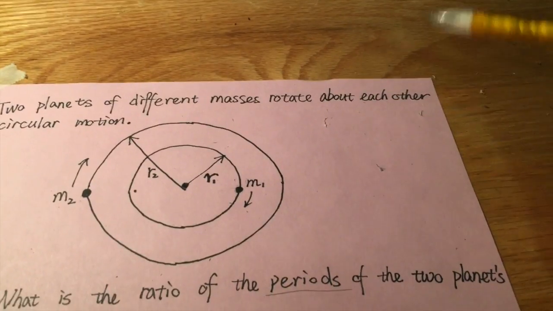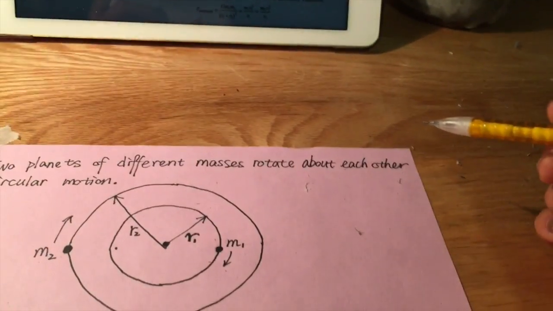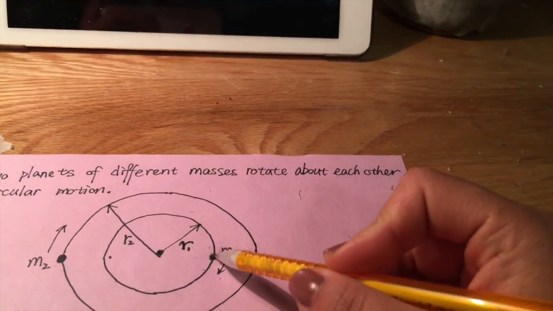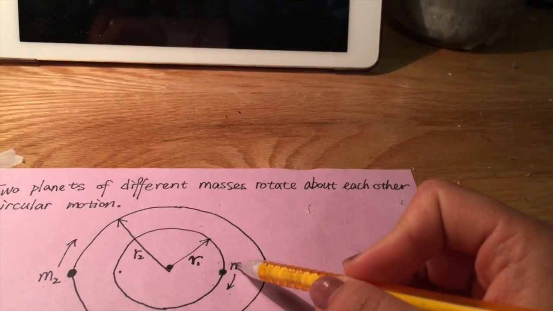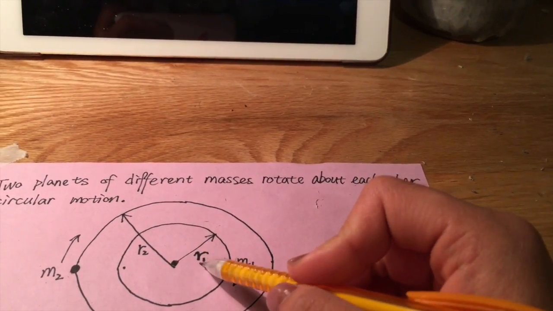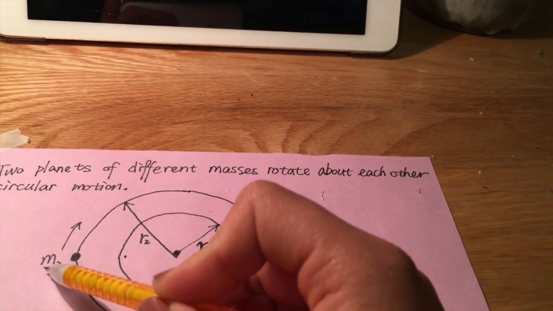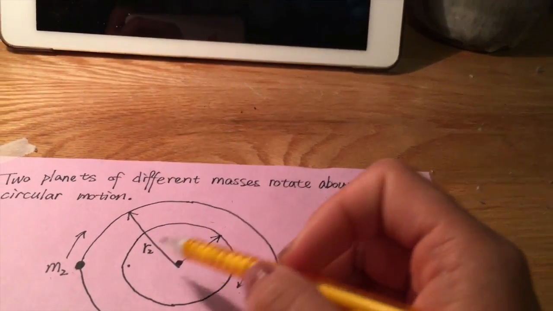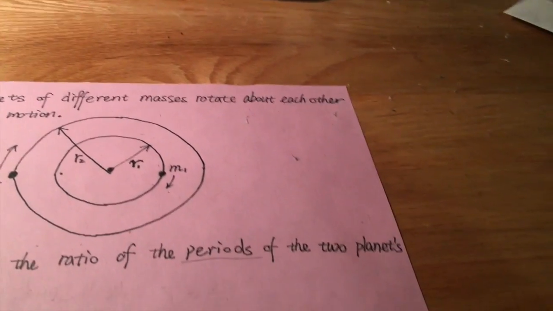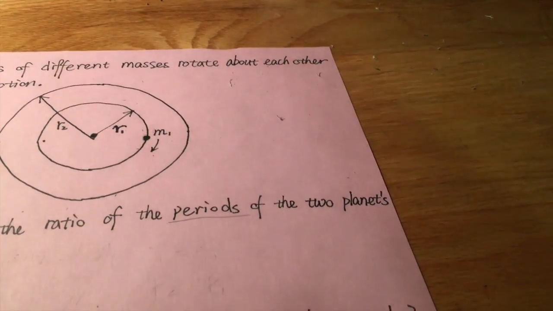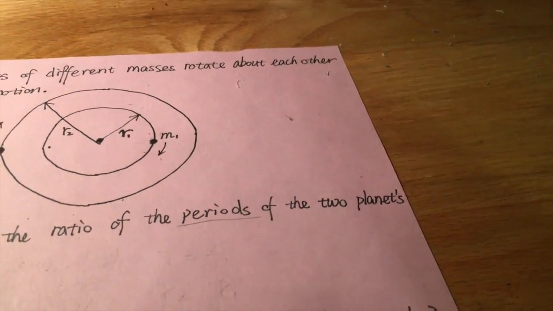Two planets of different masses rotate about each other in circular motion. Planet 1 has a mass of m1 and radius of r1, and similarly, planet 2 has a mass of m2 and radius of r2. Question A asks us what is the ratio of the periods of the two planets' orbit.